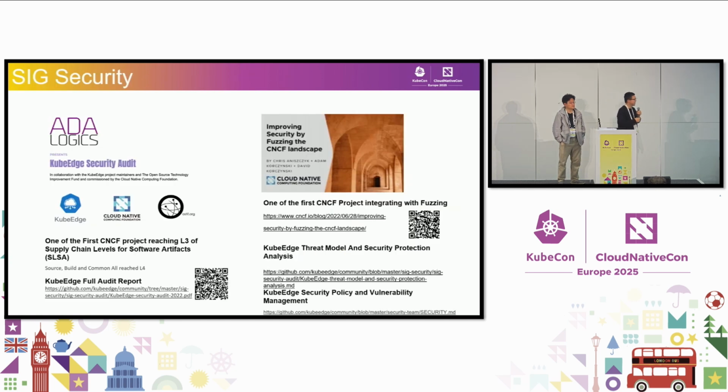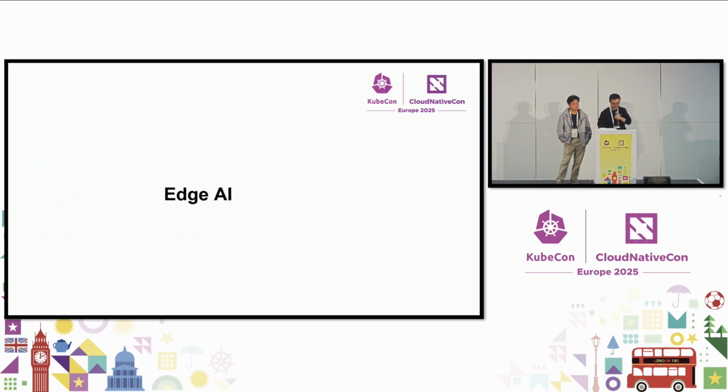Okay, next is security in KubeEdge. You can see KubeEdge is one of the first CNCF projects reaching L3 of supply chain level. And we also have the full audit report. KubeEdge is also one of the first projects integrating with fuzzing, and we also released the threat model and the security protection analysis. Yeah, this is security updates.